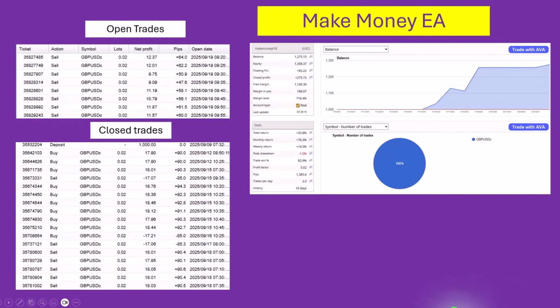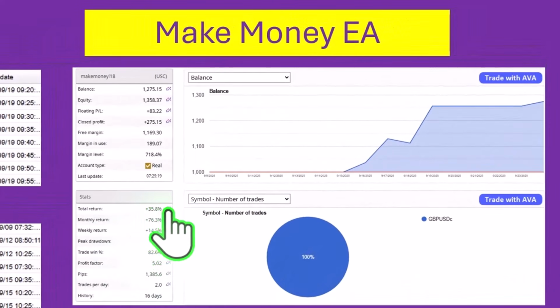And here's an example of the Make Money EA. Here are the open trades for this one and the closed trades. You can see it's done pretty well. This EA is only traded for a few days. Let's see, 1 day, 2, 3, 4, 5, 6, 7, 8 days. It's only traded for 8 trading days. It's made a very nice return already, based on the topping up process.